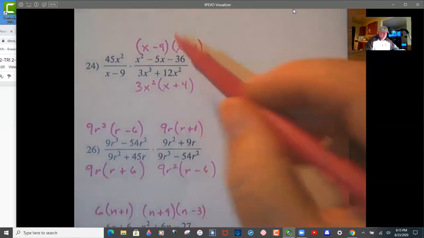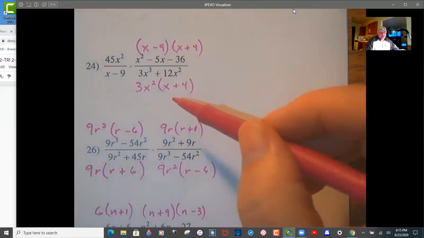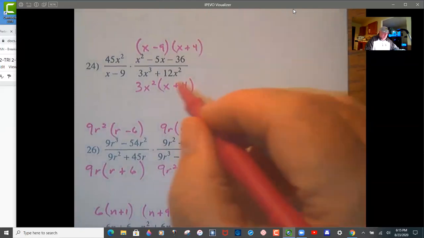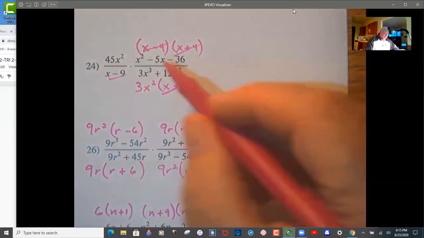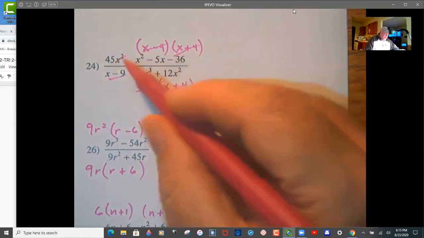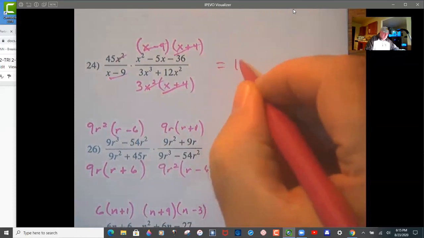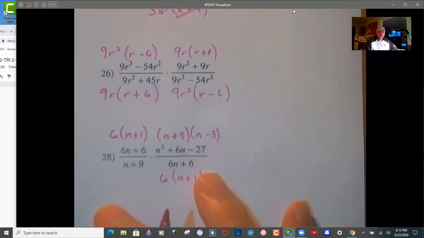24, so here's the factoring. Again, you need to do that before you go any further. So x plus 4, and the x minus 9's go away, the x squareds go away. 45 over 3 leaves you 15.